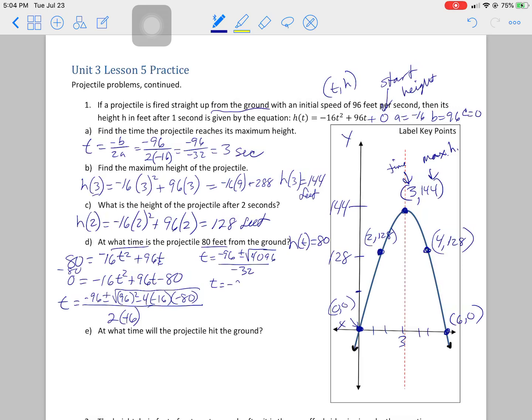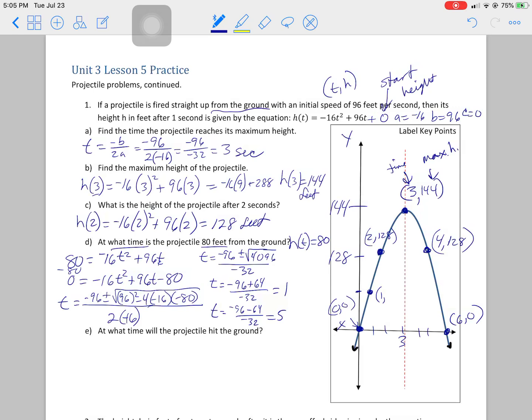we need to crunch all these out. Apparently the square root of 4096 is 64. That's a nice pretty even number. So this is going to come out to 1, believe it or not. And then negative 96 minus 64 over negative 32 is going to come out to 5. So it turns out it's exactly here.